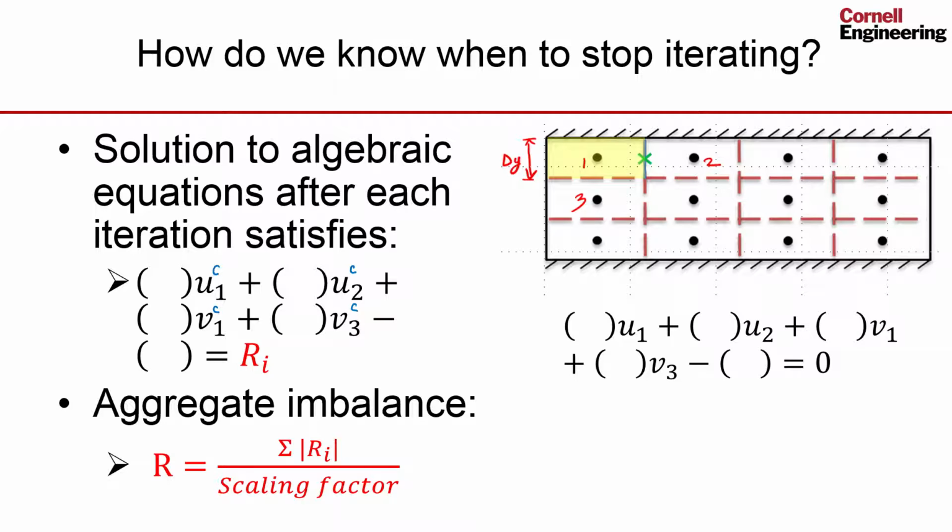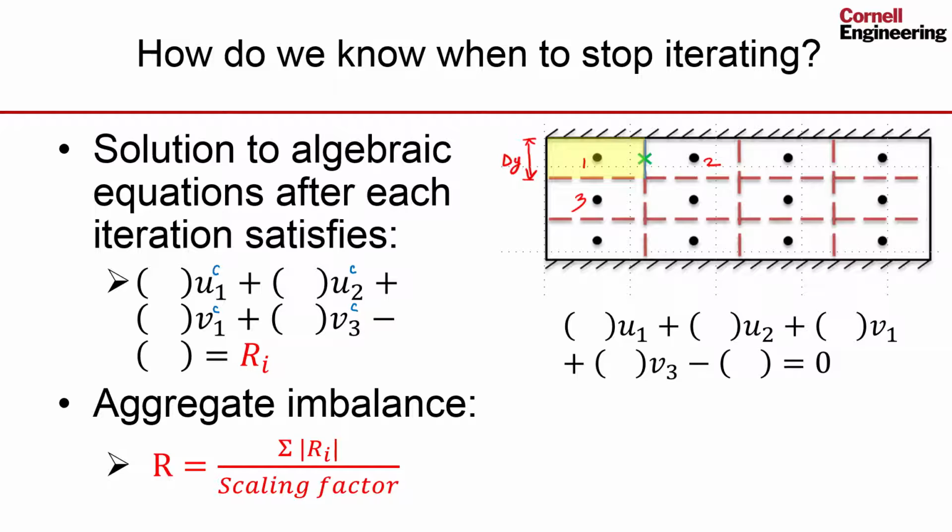I've written down the equation here and I'll unpack it for you. So that's an aggregate mass imbalance or a mass residual. It's also referred to as the continuity residual. Let's focus on the numerator first. What I'm doing here is I'm taking the absolute value of the mass residual for each cell and I'm adding it all up. So I'm going to each cell and taking the absolute value of the mass residual and then adding it all up.